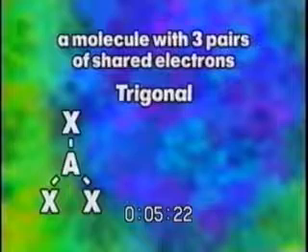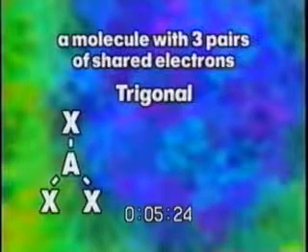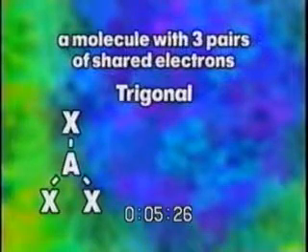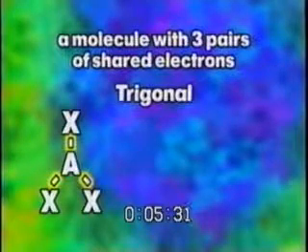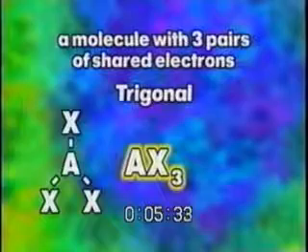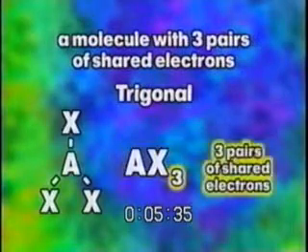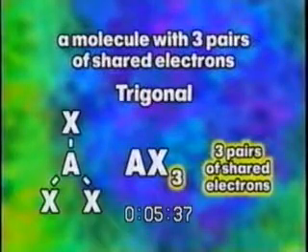A molecule with three pairs of shared electrons is called trigonal. And here's a picture of what the VSEPR theory says it looks like. Trigonal molecules, those that have three pairs of shared electrons, are represented by the notation AX sub 3. The sub 3 tells you that the molecule has 3 pairs of shared electrons.